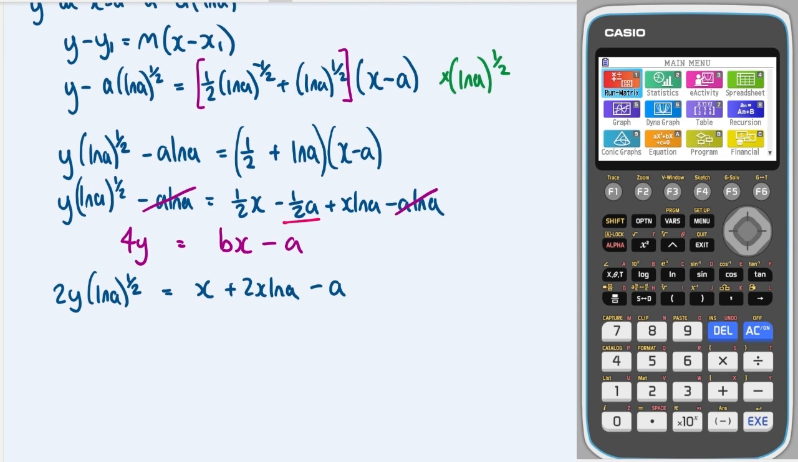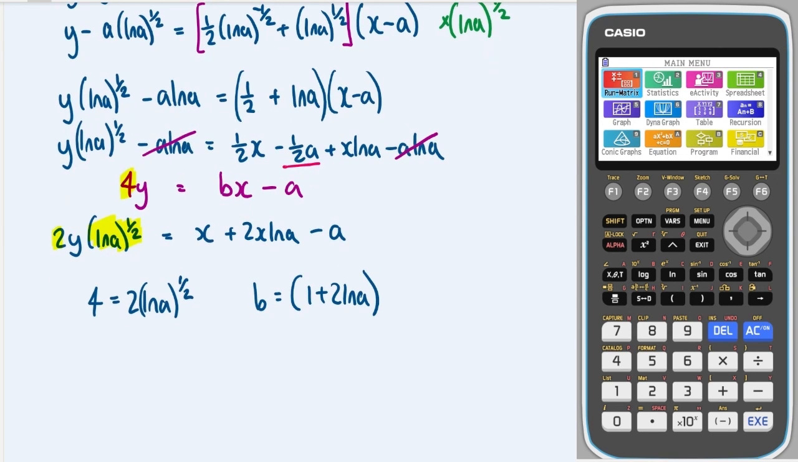So if we look at what's multiplied by the y, we've got a 2 and we've got a ln a to the half. So therefore 4 must equal 2 ln a to the half, like that. And then if we look at the b as well, we'll have b must be equal to, in brackets, if I take out an x, 1 plus 2 ln a.